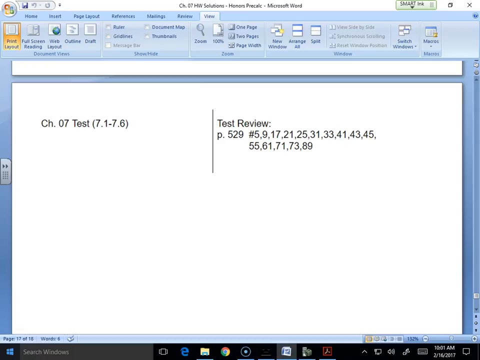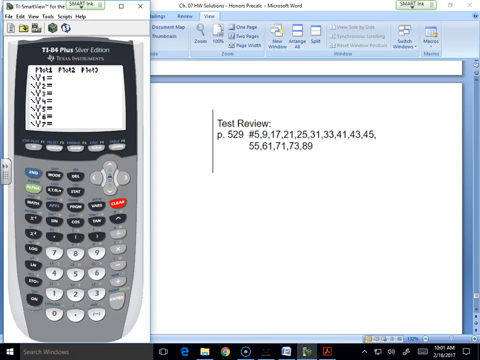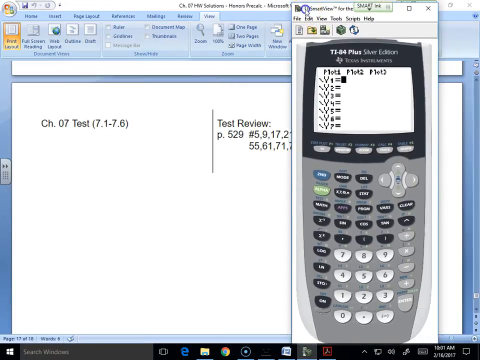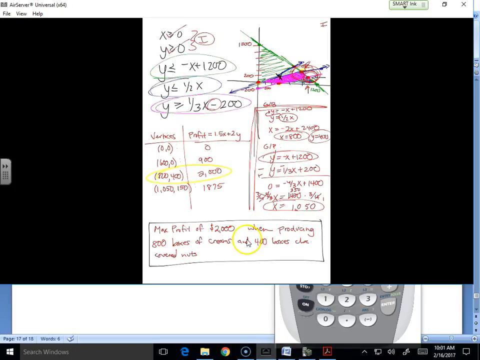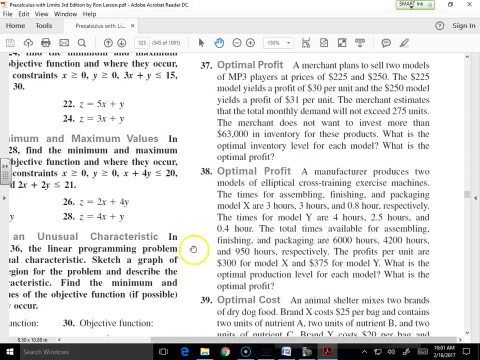Alright, I think we just got everybody back. We're going through our test review as soon as we go over number 37 from 7-6. If you guys didn't get it written down, you can borrow from someone right next to you. But let's go ahead and quickly, I have my calculator so we can look and see how to use it just in case it helps. And let's check out the problem.